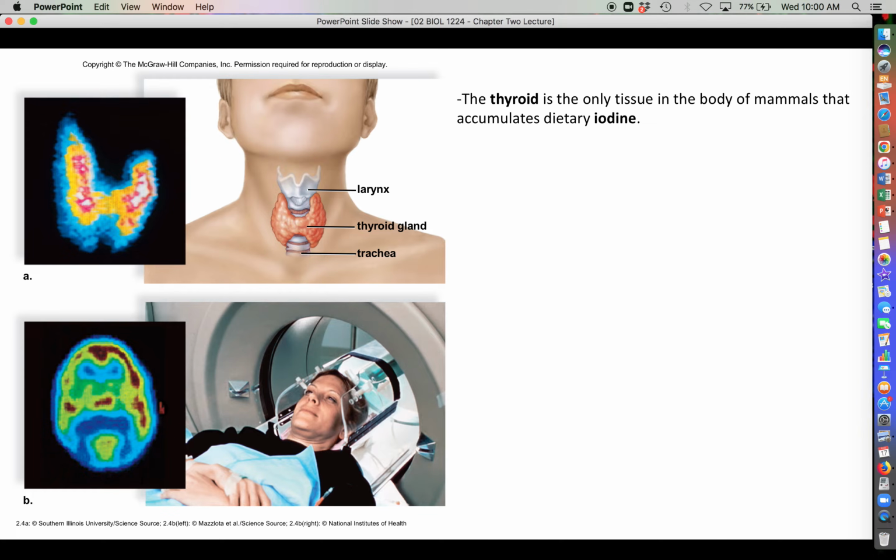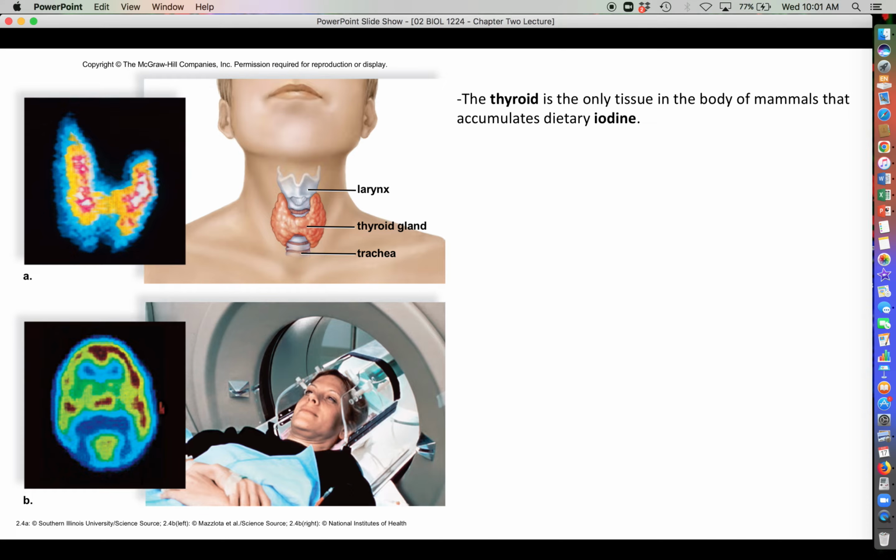Radioisotopes actually have a lot of useful applications in medicine. In the above part of the diagram, you are looking at a thyroid scan. The thyroid is a hormone-producing gland in the human body and the body of other mammals that produces hormones that help to regulate our metabolisms and our chemical reactions that happen in our cells. But it turns out the cells of the thyroid are just about the only cells in the whole body that accumulate the element iodine.